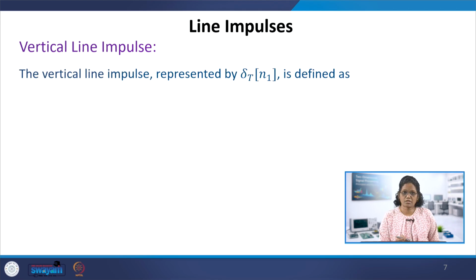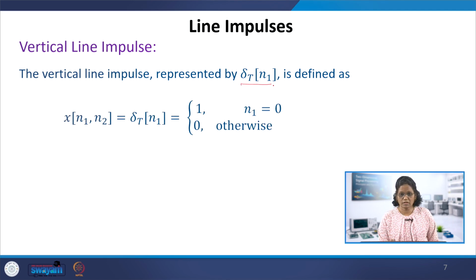The vertical line impulse is one. The vertical line impulse is represented by del suffix t, where t is just to differentiate it from the 1D notation, and it is defined as del t of n1, the one which we had seen in the previous case also. x of n1 comma n2 is equal to del t of n1, which is equal to 1 for n1 equal to 0. It is 0 for other values, that is, for other values of n1, whatever n2 is, it is 0.